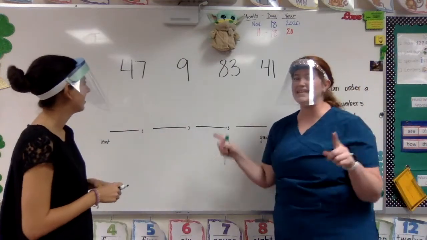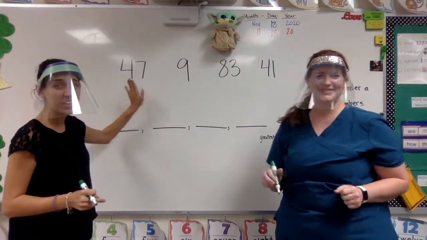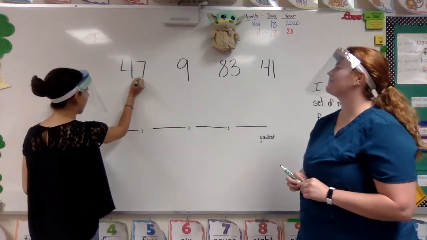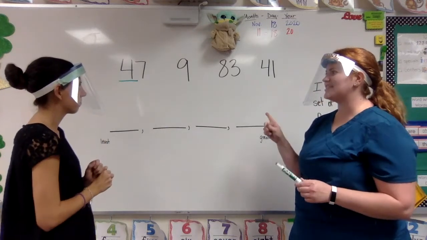Okay, we want to be least to greatest. Let's find our tens. Okay, our first number is 47. So I know that there is a 4 in the tens place. Okay, our next number is 9.